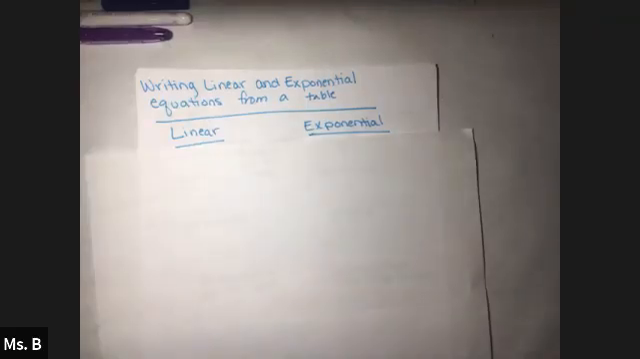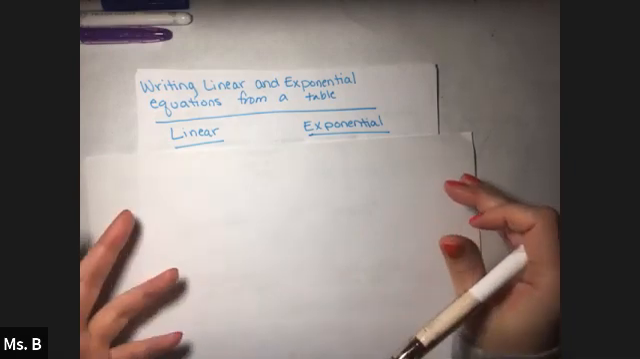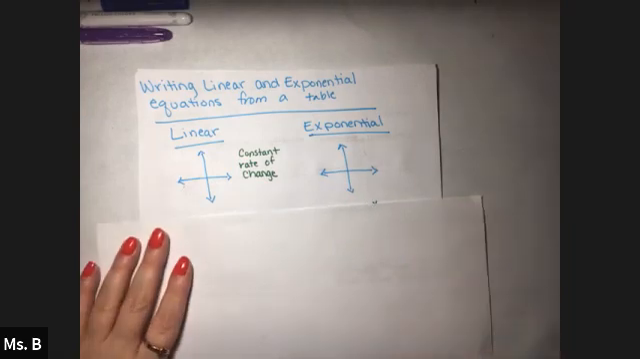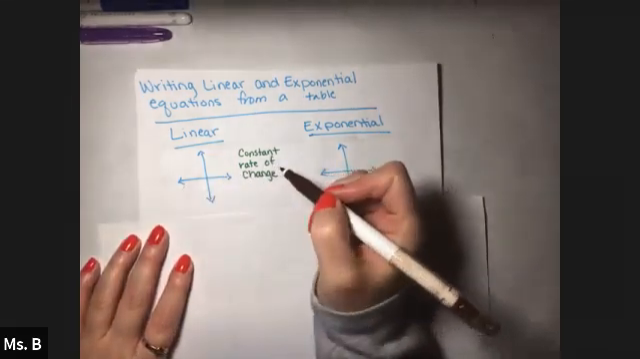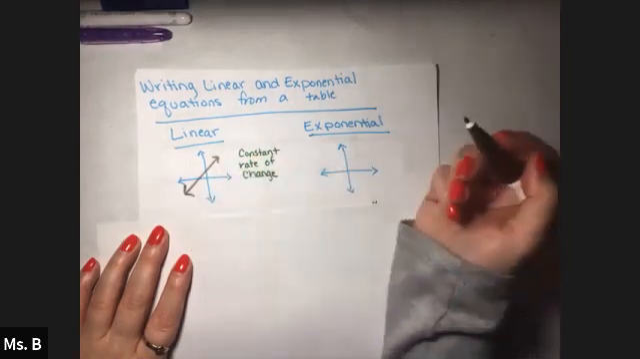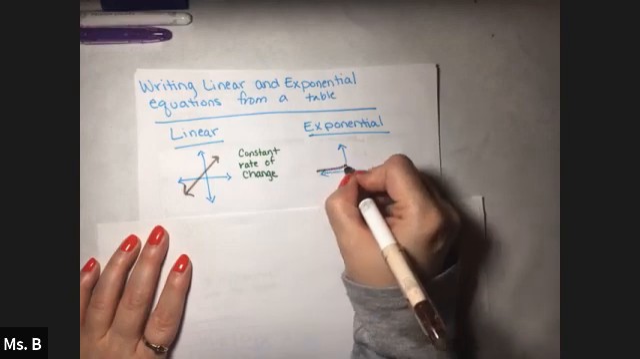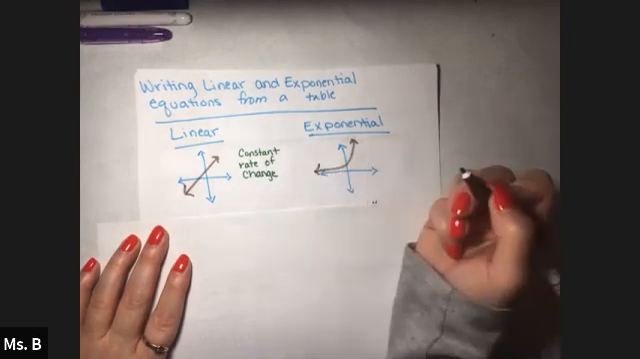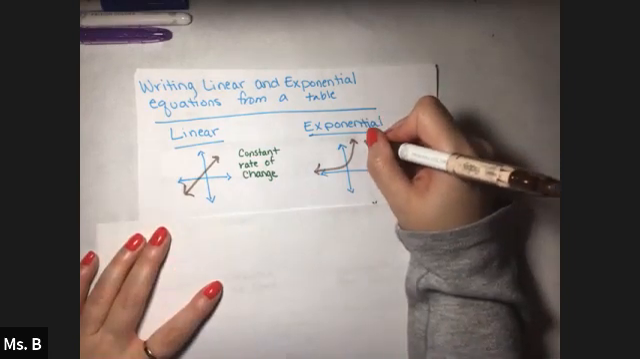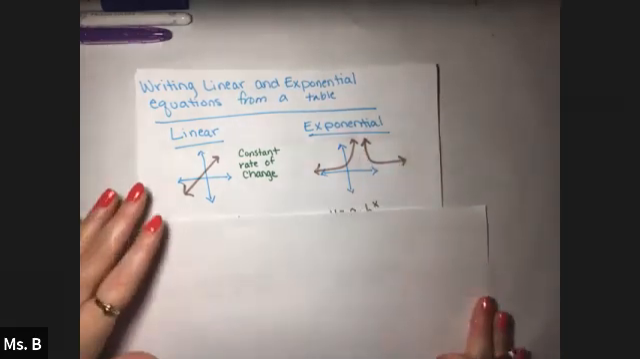In this video, we are going to look at writing linear and exponential equations from tables. So first, let's look at the difference between linear and exponential functions. Looking at their graphs, a linear function has a constant rate of change, which is going to cause it to be a straight line. An exponential function is going to start off flat and then increase very quickly, or exponentially. It can also go in the opposite direction, where it decreases very quickly and then flattens out at some point.